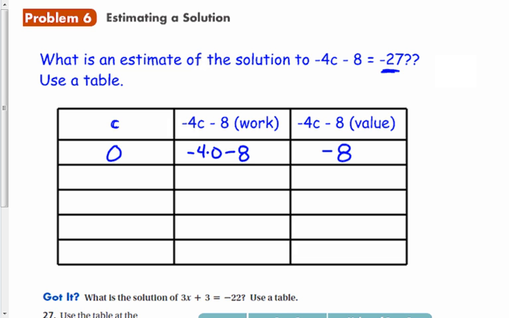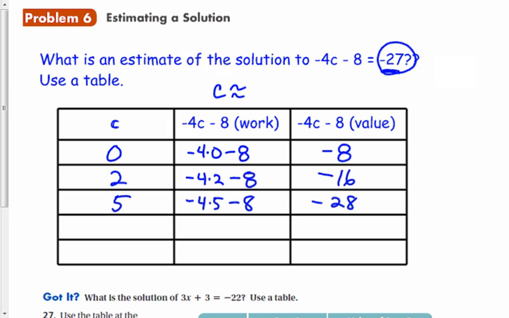Then I'm going to just go up a little bit here, maybe try 2 and see what happens. Negative 4 times 2, that's negative 8. Minus 8 is negative 16. So my values are growing here. Now I can just kind of guess. I want it to equal negative 27, right? So I'm going to jump a little bit. I'm going to go to 5 here. So negative 4 times 5 is negative 20, minus 8 is negative 28. So I just passed it, and if all I need is an estimate, since negative 27 is pretty close to negative 28, I could say c is approximately equal to 5.